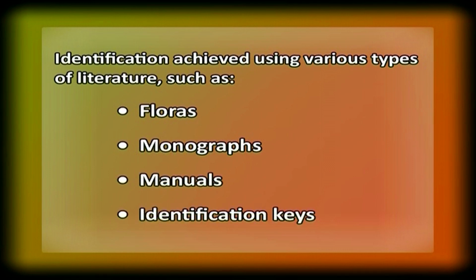This may be achieved by visiting a herbarium and comparing unknown specimens with the duly identified specimens stored in the herbarium. Alternatively, the specimen may also be sent to an expert in the field who can help in its identification. Identification can also be achieved using various types of literature such as floras, monographs or manuals, and making use of identification keys provided in these sorts of literature.